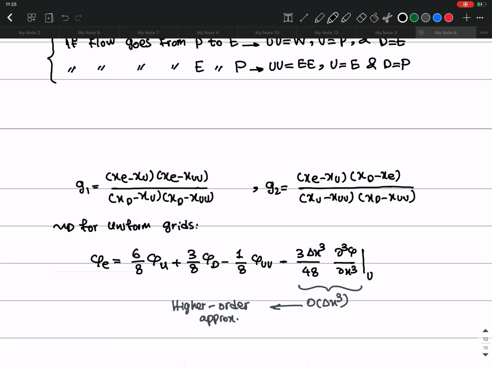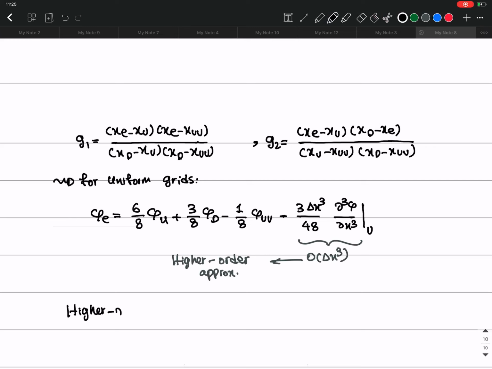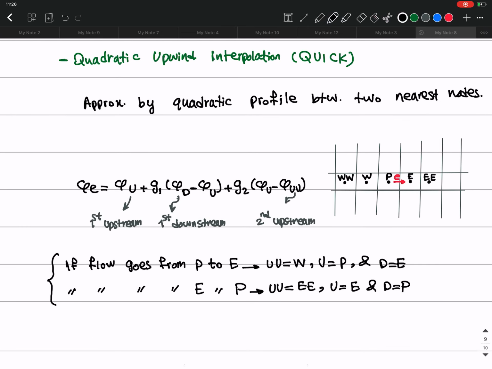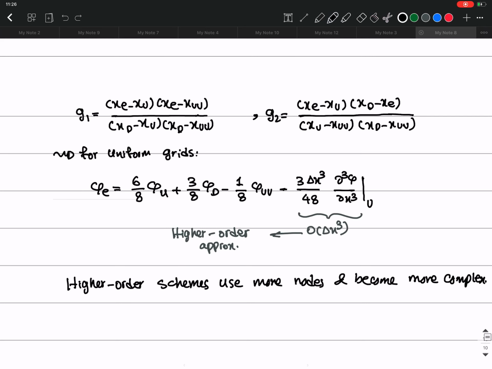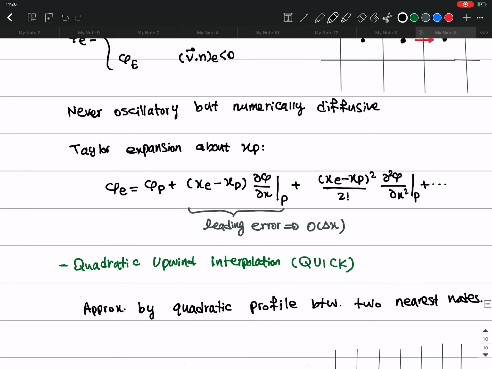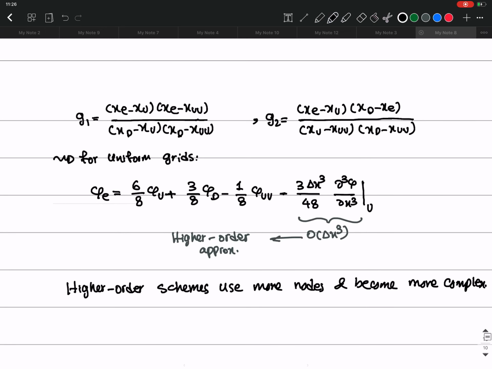As you noticed, higher order schemes use more nodes and become more complex. We used 3 nodes and possibly 4, depending on the direction of flow, and it is more complex, as you see here, right? Phi U plus 3 over 8. So it is more complex than the first order method, which is here. So it is third order, higher order, but it's more complex.